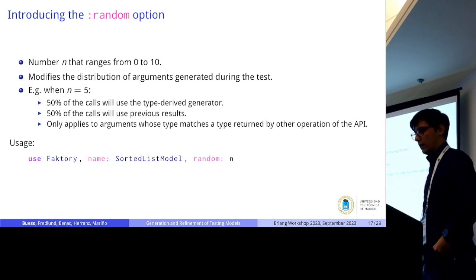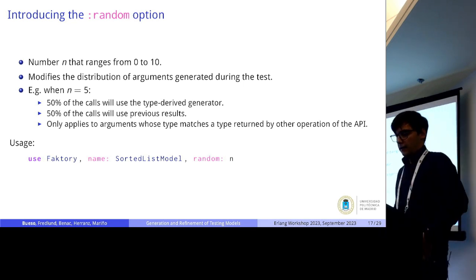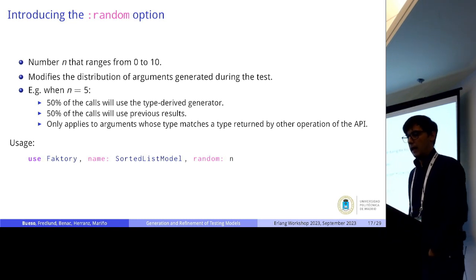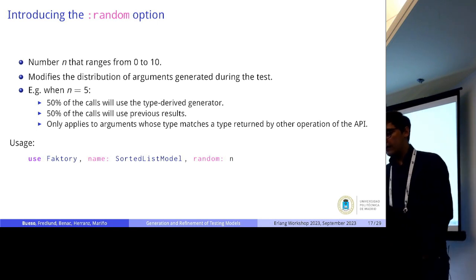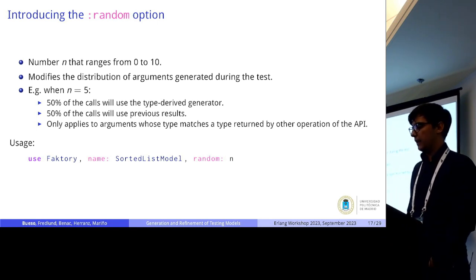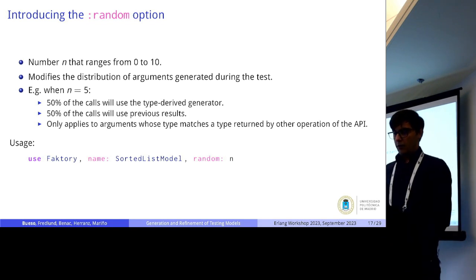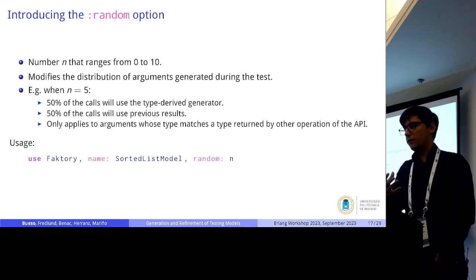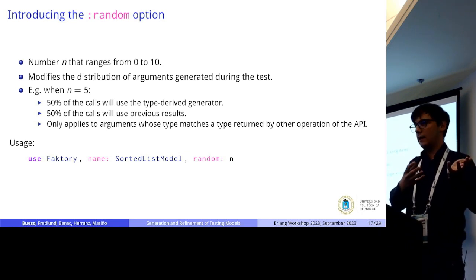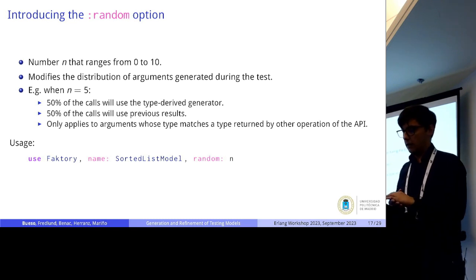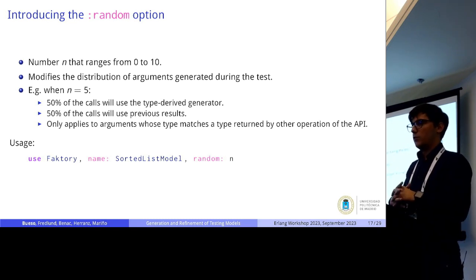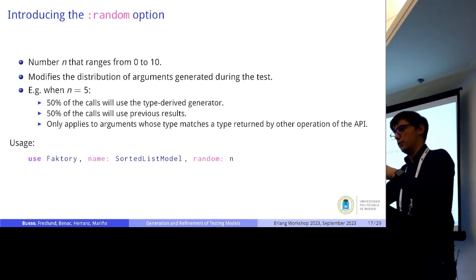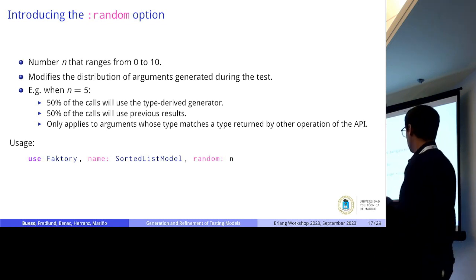So to do that, we introduce the random option in Faktory, which is a number that ranges from 0 to 10. This random option modifies the distribution of arguments generated during the tests. For example, if this option is 5, approximately 50% of the calls will use the type-derived generator, and the rest will use previous results. Notice that this will only be applied to arguments whose type matches a type which is returned by the API. And this is how it's used.